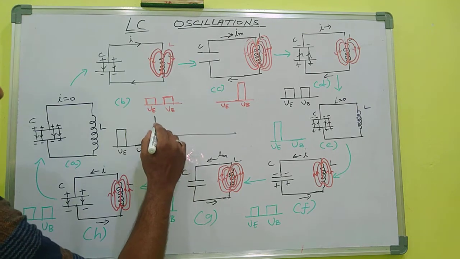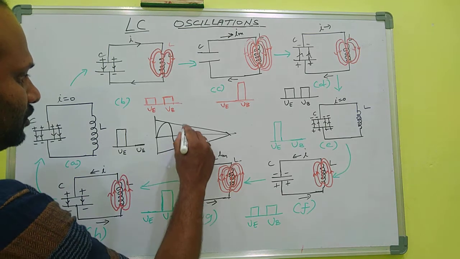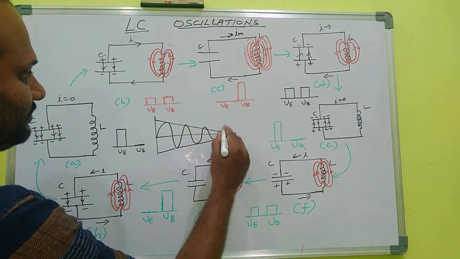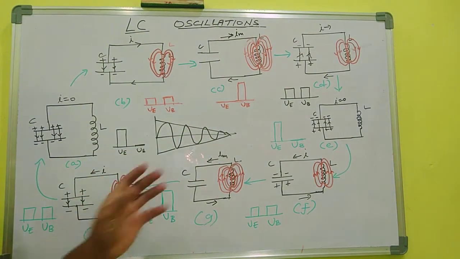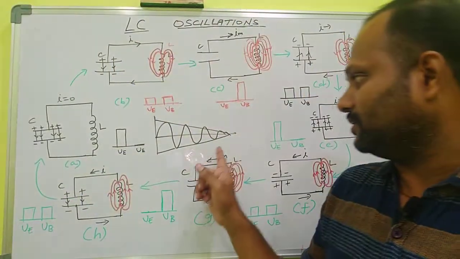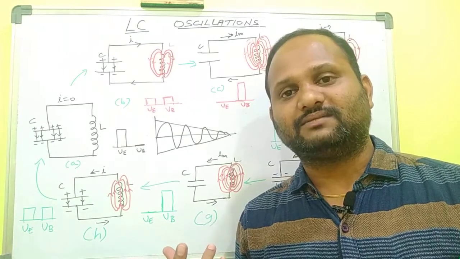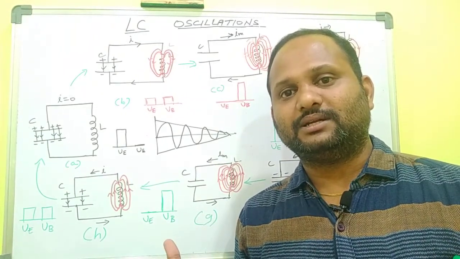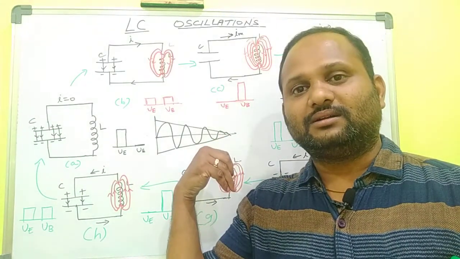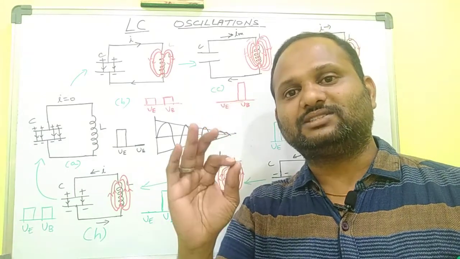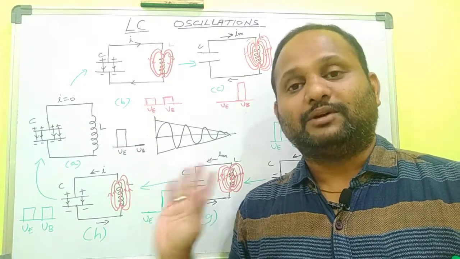What is the diagram for damped oscillation? In damped oscillations the amplitude goes on decreasing with respect to time, and it vanishes at a particular time. These types of oscillations are called damped oscillations. Why are the LC oscillations damped? Because of Joule's heating effect. There is a loss of some energy. Due to the continuous loss of energy, the total oscillation vanishes in a particular time.